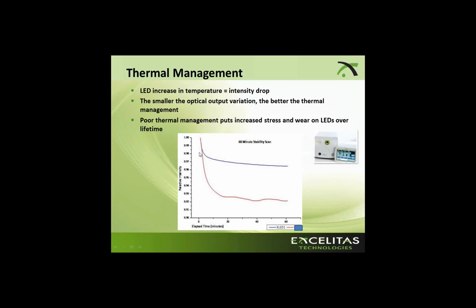So from start to when it stabilizes, if you are well thermally managed, the drop will not be as high, as you can see with one of our units. If you look at another unit that is not very well thermally managed, you can see that this drop is much more significant. And what that means is that the LEDs are not being thermally managed very well, which then puts increased stress on them. It wears the LED over its lifetime. It has a hit on the output, and it also affects the stability.